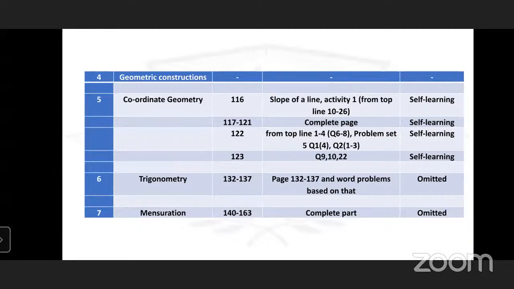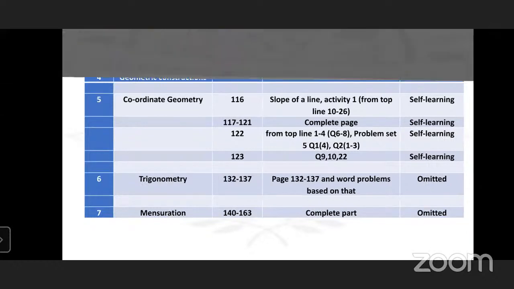Next is Trigonometry. In Trigonometry, there are 2 exercises. So the second exercise is completely omitted. That is the word problem based exercise. And the 7th chapter, Mensuration, is completely omitted. The 7th chapter is omitted from your syllabus. So this is the omitted portion from your syllabus for this year.